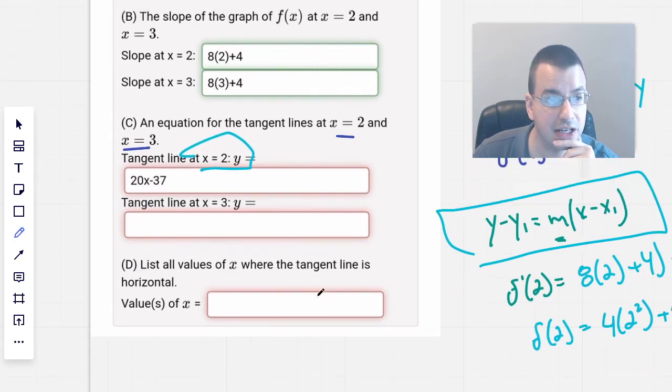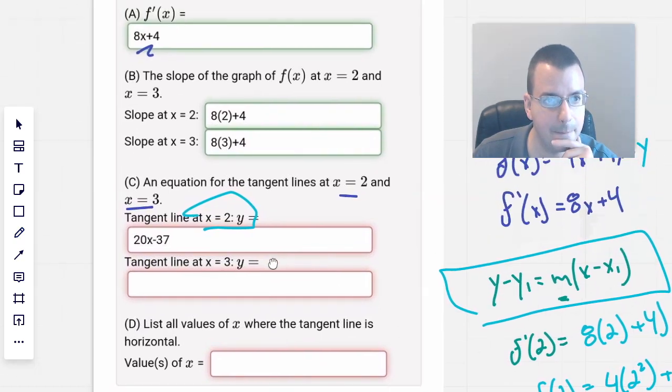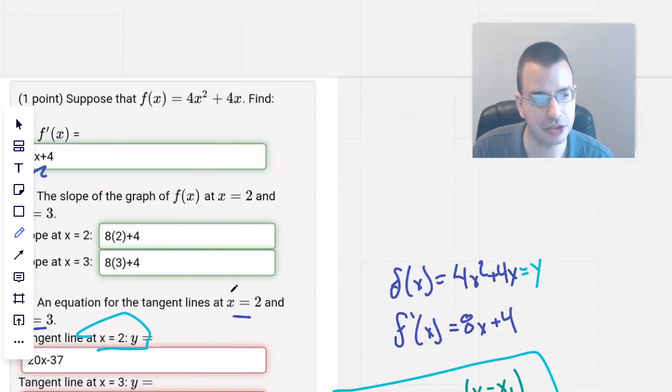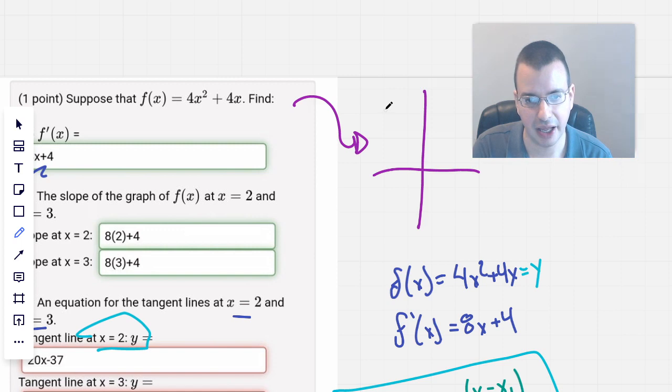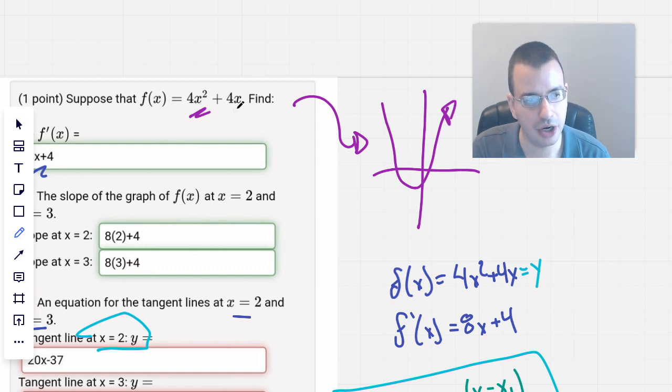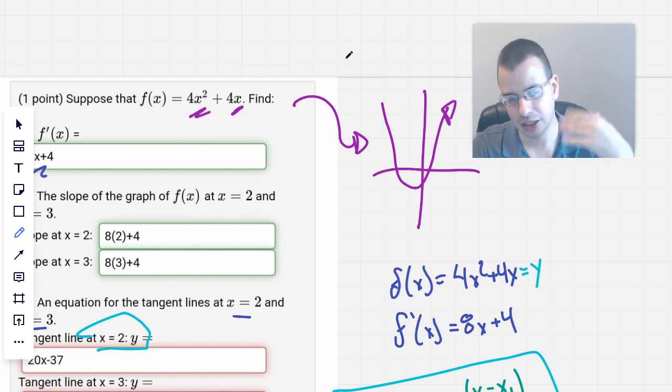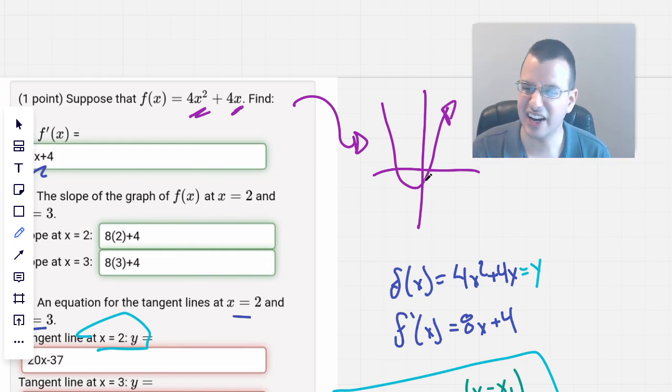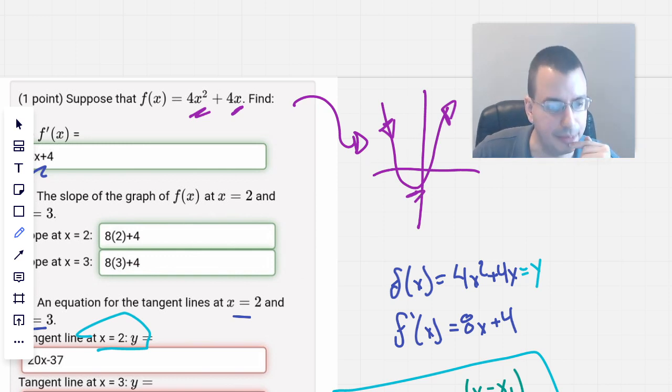Okay, so this gets at the idea of maximums and minimums. So we look at this graph here. It's going to be something sort of like that, maybe. Because we have a 4x squared, and 4x is kind of like a line. It's going to have this kind of feel to it. So we're going to assume that there's some sort of minimum here. What we're looking for is that minimum.